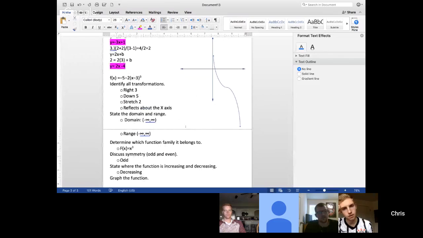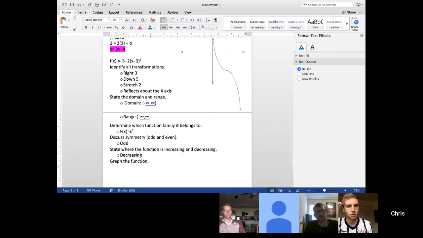So it says state where the function is increasing and decreasing. Oh, state where, okay. Oh wow, I totally read that wrong. So the coordinate 3, -5 is where it switches from increasing to decreasing. So above that would be increasing, and below that would be decreasing. So you're saying it's -3, -5. Yeah. Or wouldn't it just be positive 3, -5?